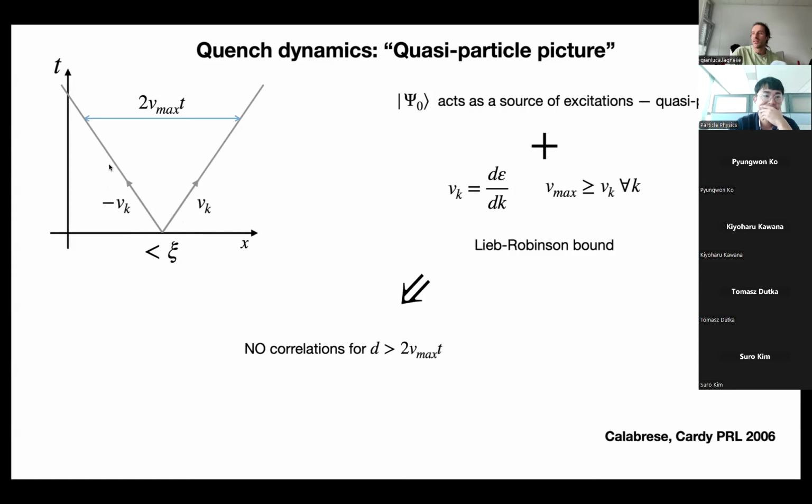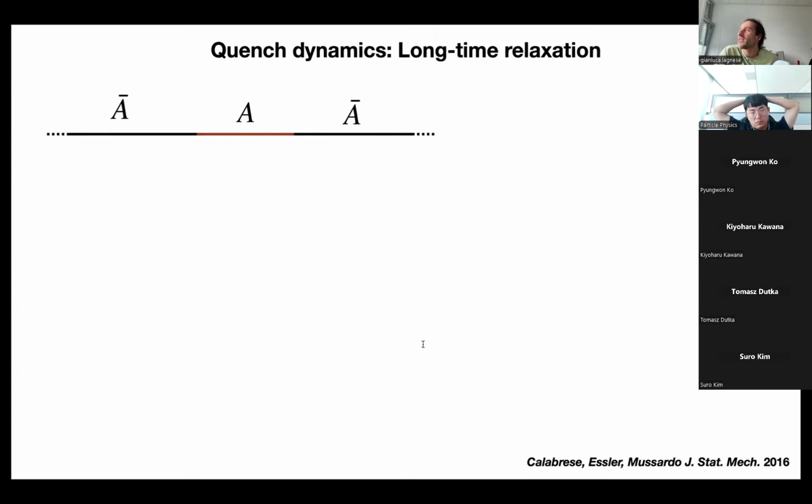And then we propagate. And then at any time, basically, within this light cone construction, you can see correlations. Outside this light cone, which is basically outside of the distance that has been traveled by the maximal propagation speed, you have no correlation. And then the other thing that we have to see is how do we understand the long-time relaxation of the system?